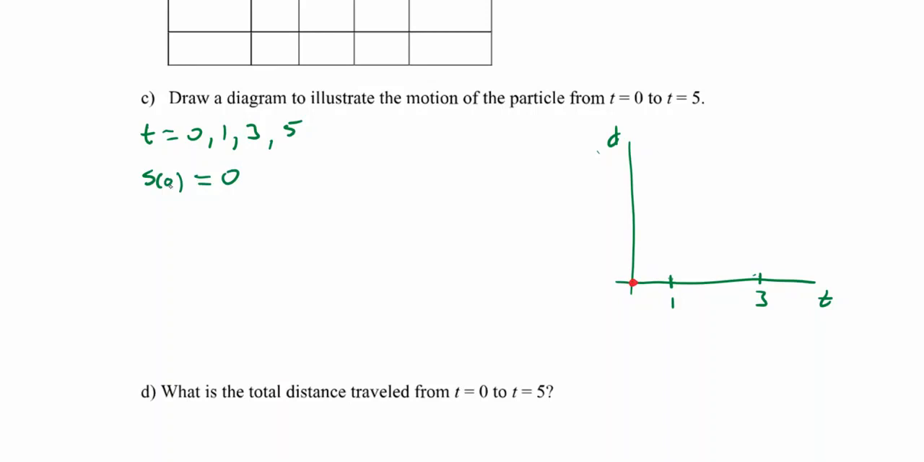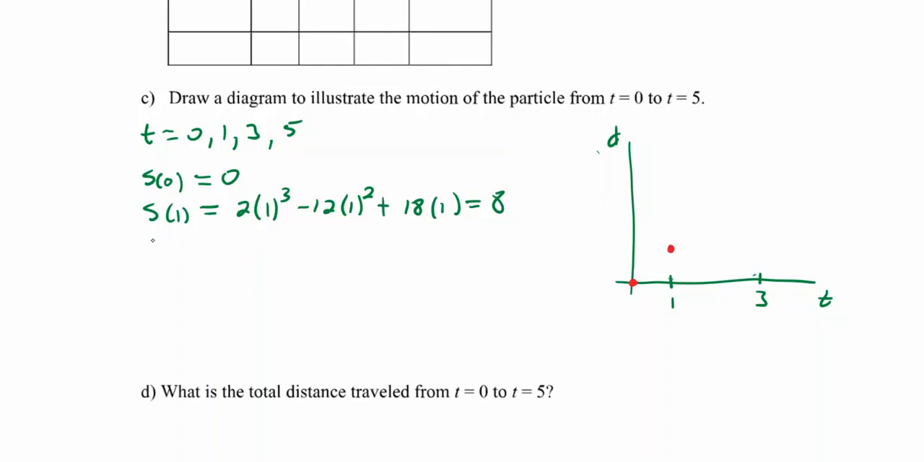Okay, s of 1 would come out as, maybe I'll show you what that would look like too. So that'd be 2 times 1 cubed minus 12 times 1 squared plus 18 times 1, and that comes out as 8. All right, so at 1, it's coming out as 8. So let's say 8's around there.